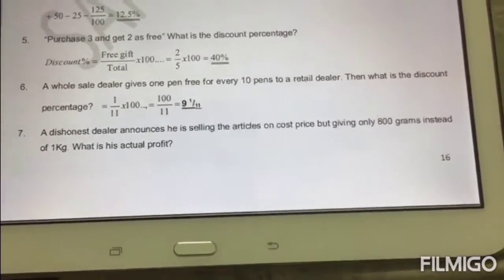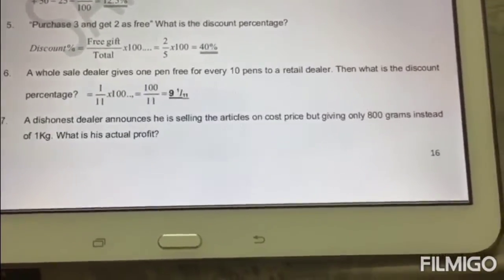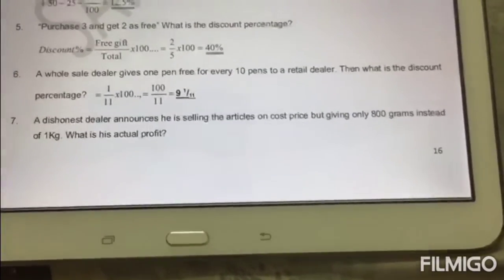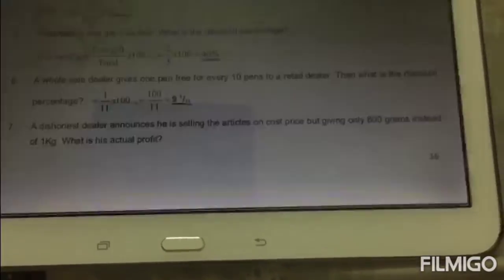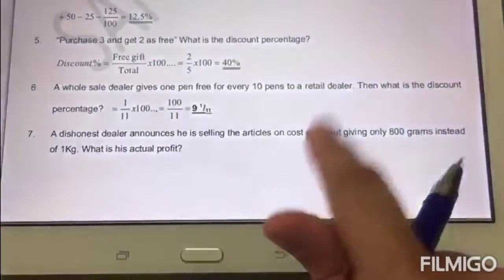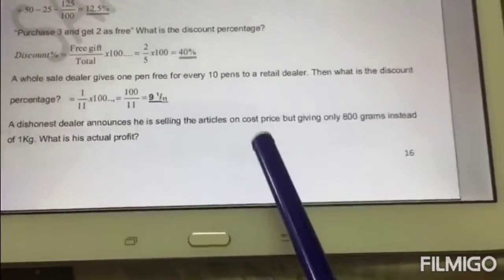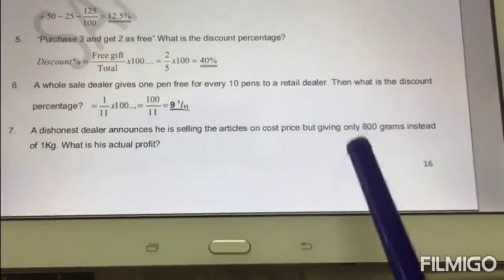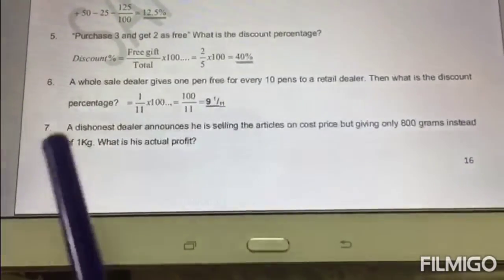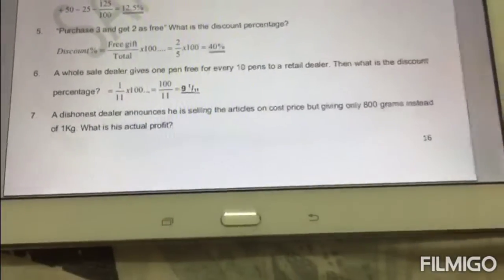Next, a dishonest dealer announces he is selling articles at cost price. That is, he's not making any profit. If you sell articles at cost price, what is the selling price? The selling price is nothing but the cost price. So there is no profit, right? But he is giving only 800 grams instead of 1 kg. What is his actual profit?